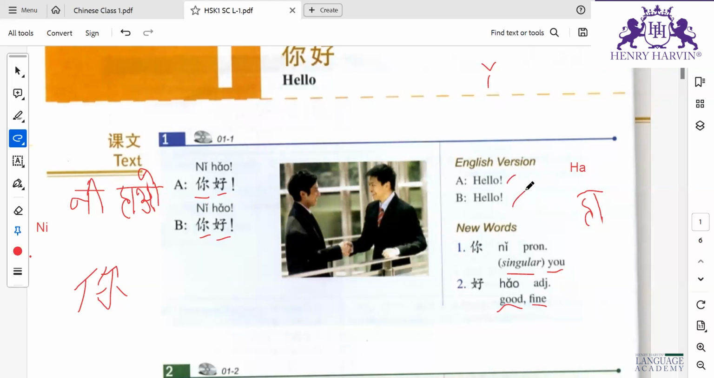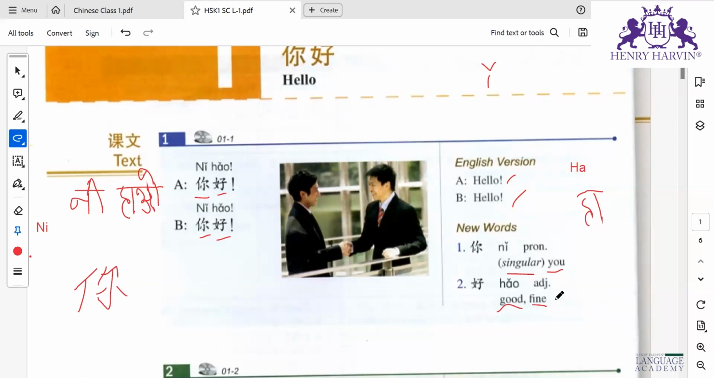Like in English also, if someone says hello to us, we say hello, right? So here also, if someone says ni hao to us, we will say ni hao only. But they have two different characters, right? They have combined them, but the meaning of each character is different. Ni is you, and hao is good or fine.